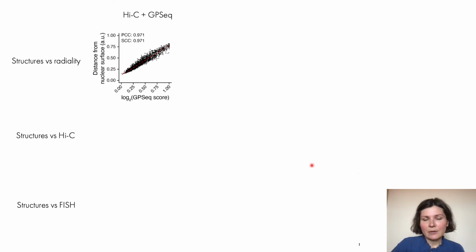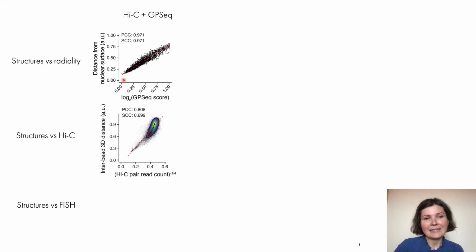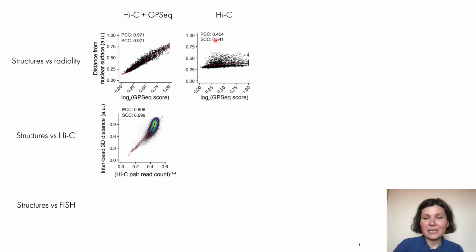When we looked at our structures from ChromFlock, we could see that they correlate very highly with our GP-seq maps, as expected, since we are using them to generate the structures, and they correlate very highly with the original Hi-C maps, again as expected, sort of a proof that we are doing something right here. But when we generate such structures using Hi-C only, they actually do not correlate very well with our radiality method.